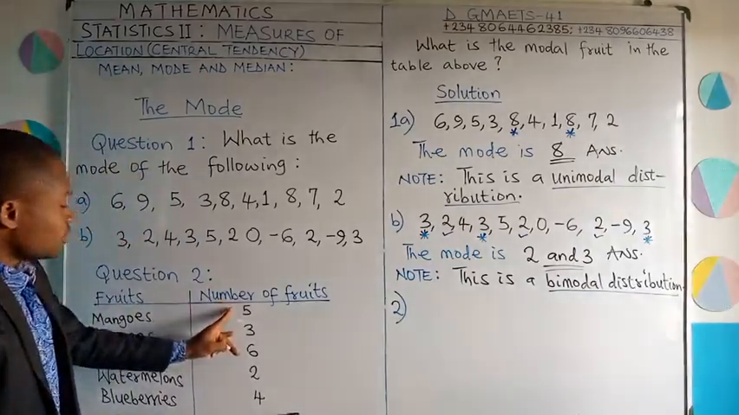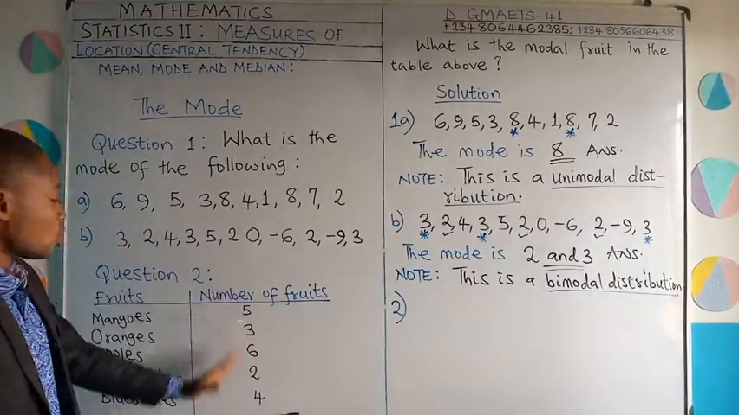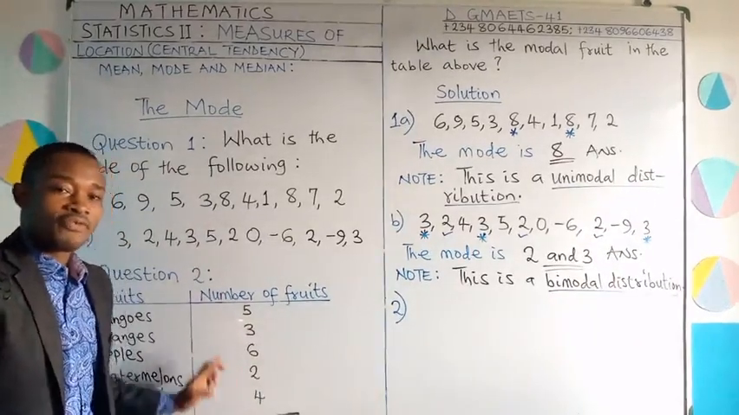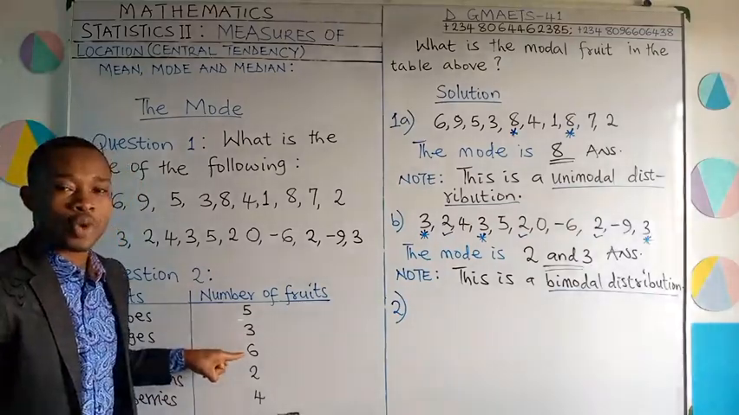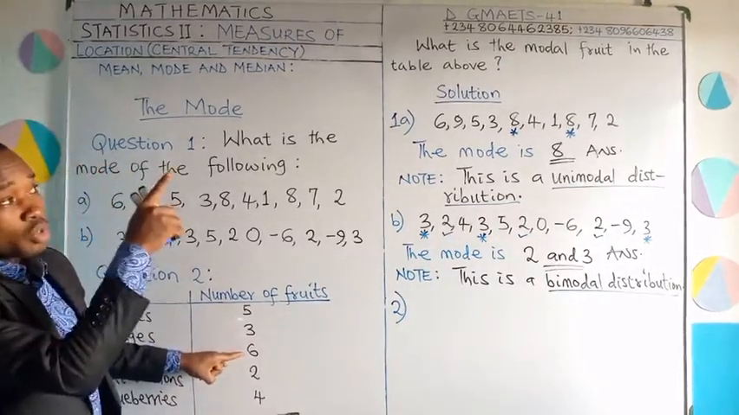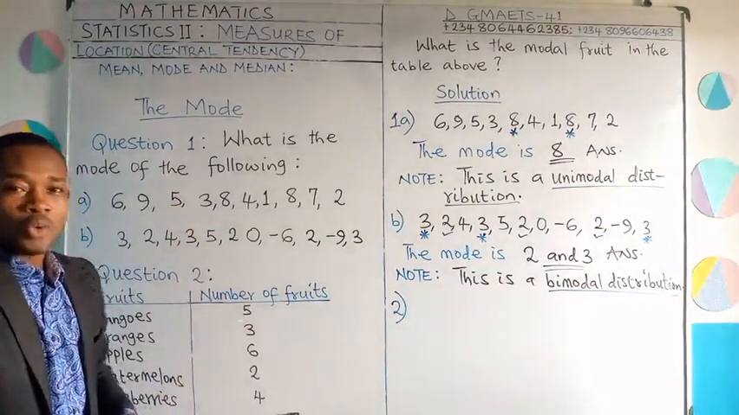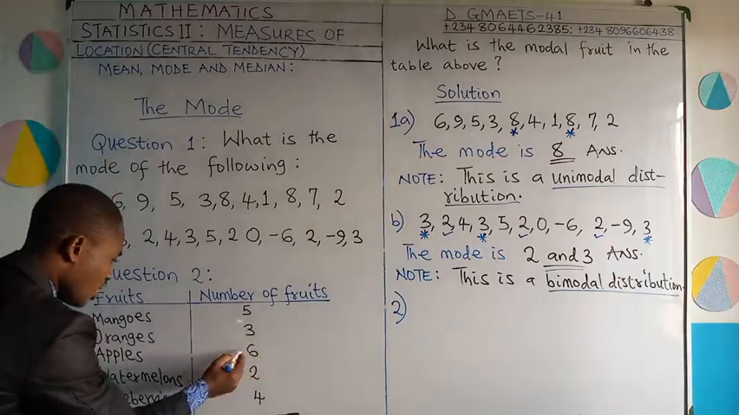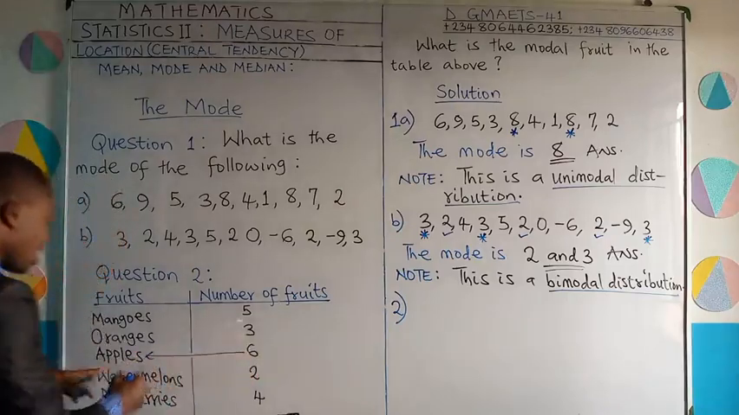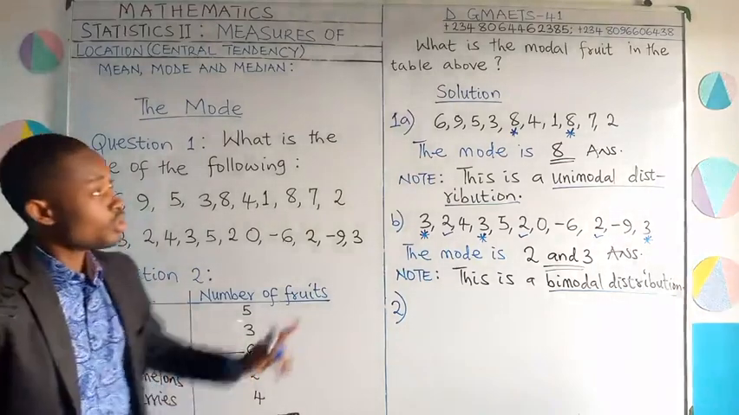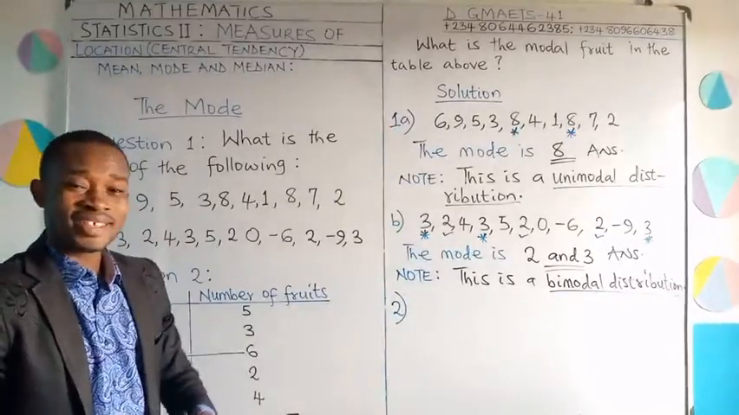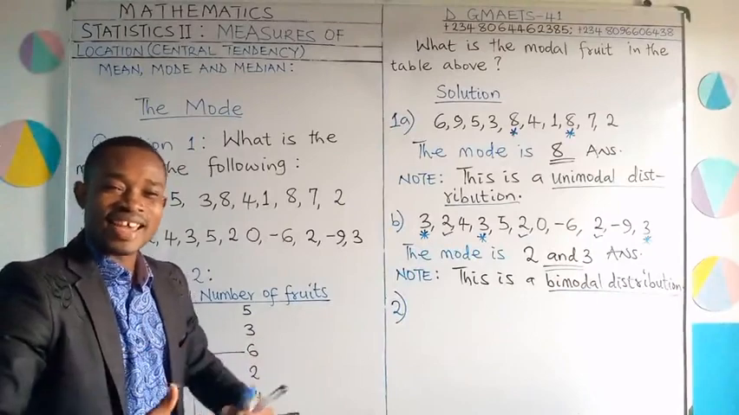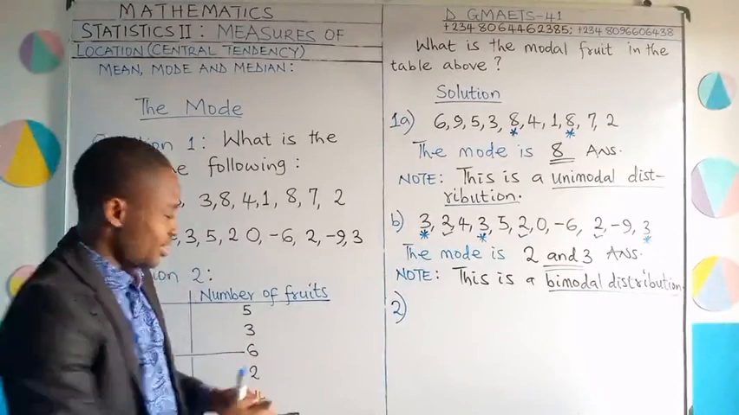Let us look at this now. Number of fruits, which is the frequency. Which frequency is the highest here? 6. So the fruit that has this highest frequency, 6, is our modal fruit. Can we find out the fruit that has this highest frequency, 6? If you trace it, you see clearly that it is apples. So the modal fruit there is apples, the fruit that has the highest frequency.